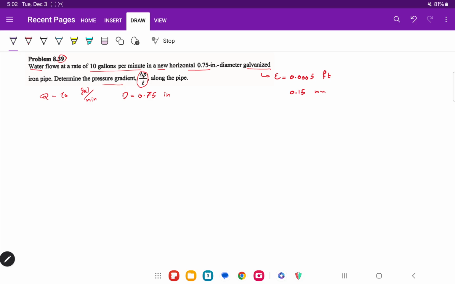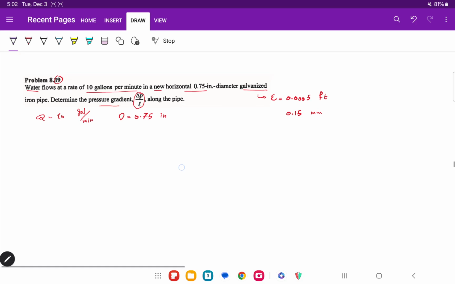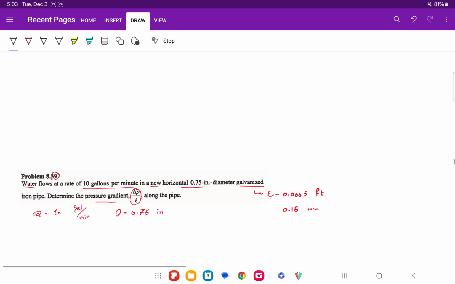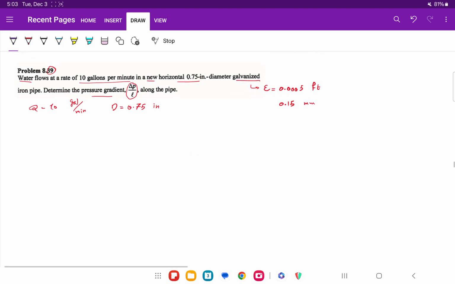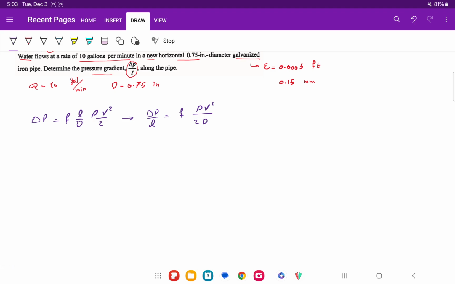As you have seen in the previous problem, the pressure drop for a horizontal pipe equals f L over D times rho V squared over 2. So delta P over L equals f rho V squared over 2 times D. Okay, so we need the friction factor, and we need the velocity, which we should calculate.